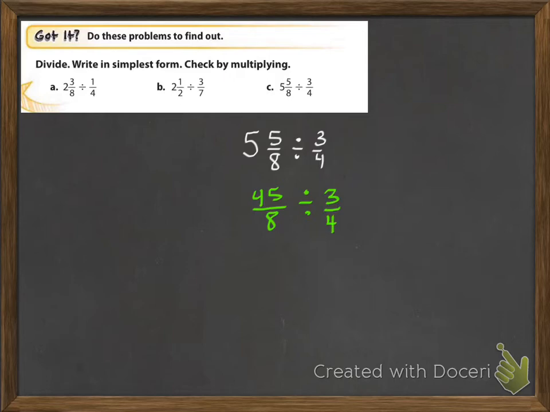So we have 45/8 divided by 3/4. On the next line, we're going to do our keep flip change, which, by the way, when I say keep flip change, I mean multiply by the reciprocal. So that's what we learned in that first lesson.